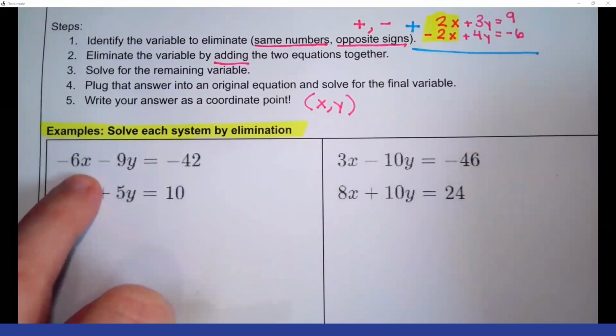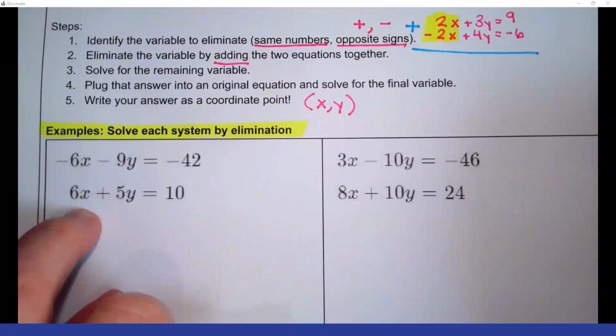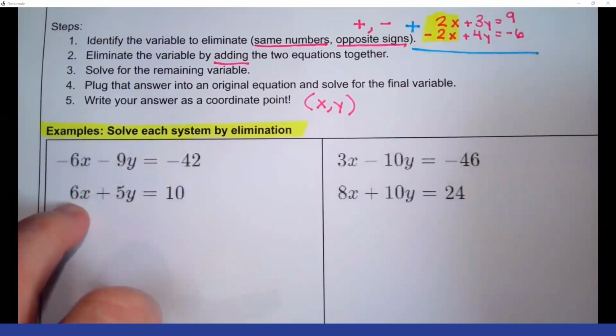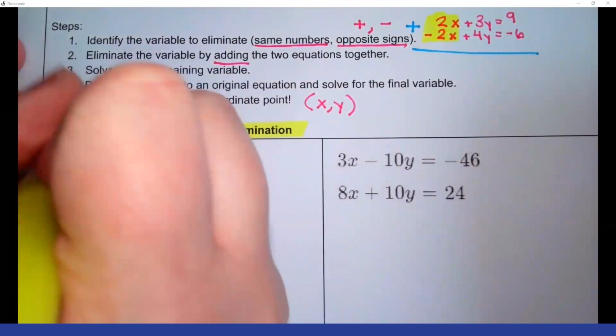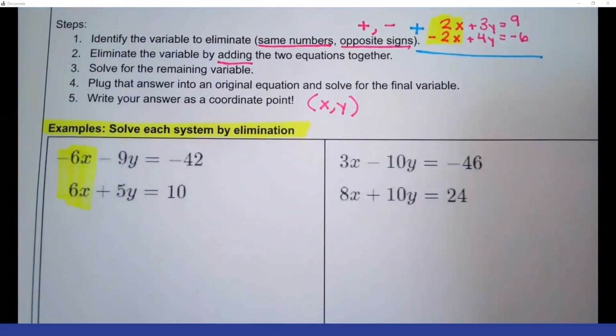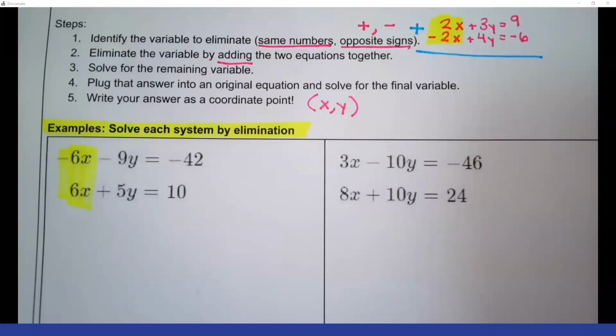Look at our x's, 6 and 6. Awesome, it has the same number. The top one is negative. The bottom one is positive. Great. That ticks off opposite signs. So we are eliminating the x's. So that's just the first step, identifying what we're eliminating.